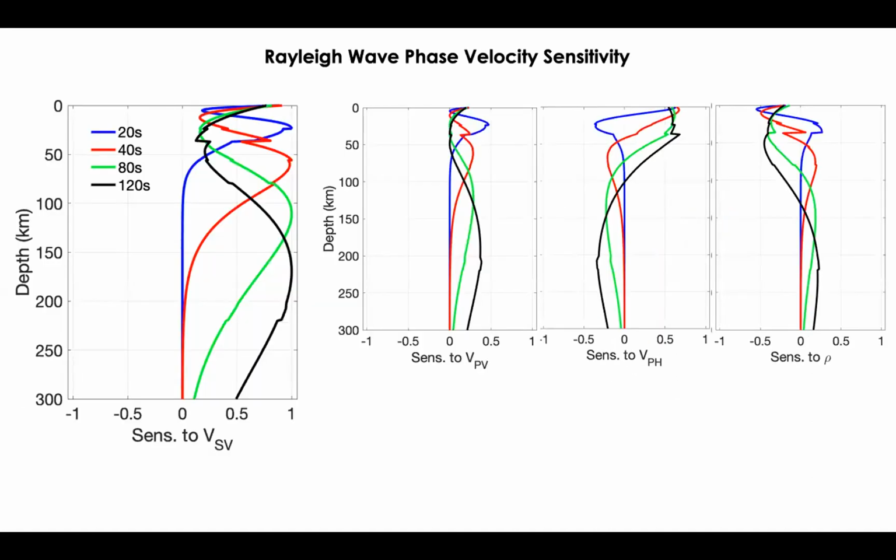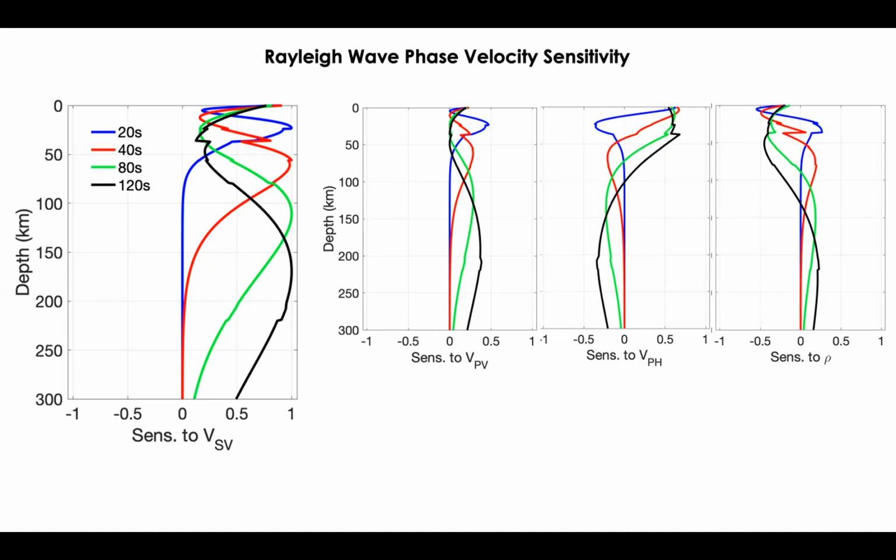The curve on the left in the slide shows the sensitivity of Rayleigh wave phase velocity to VSV, the speed of vertically polarized, horizontally traveling shear waves. The curves are each normalized relative to their maximum value. And as is well known, longer periods sample deeper structure. This property is routinely utilized to solve for variations in VSV in the crust and then in the mantle to depths as great as 300 kilometers.